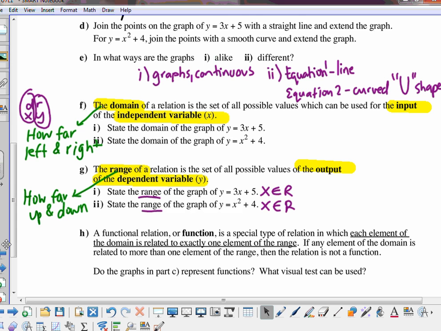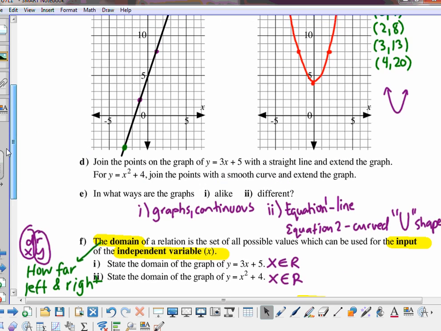Oh, I wrote in the wrong spot. Whoop. Oh, yeah, right. You didn't even write it, Dean. Okay, I wrote it. Look at that.